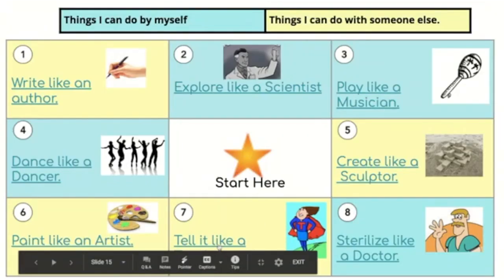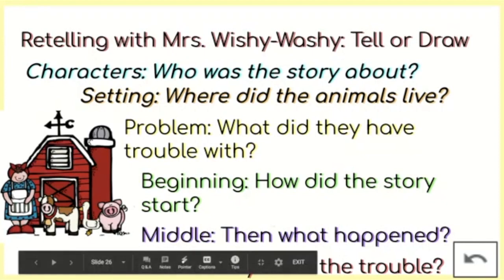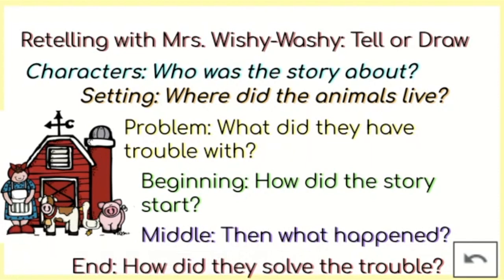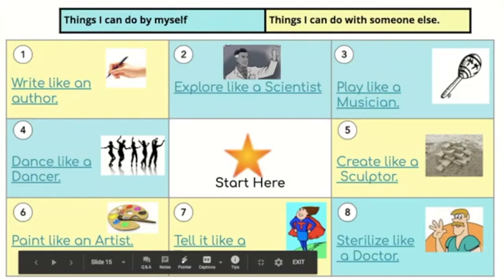Tell it like a teacher is where we listen to the story, and then you have a conversation with another adult. So, who was the story about? Where did the animals live? What did they have trouble with? How did it start? Then what happened? How did they solve the trouble? This is really a support for parents, which is why it's a yellow square in how do you have a conversation with your child about the story.